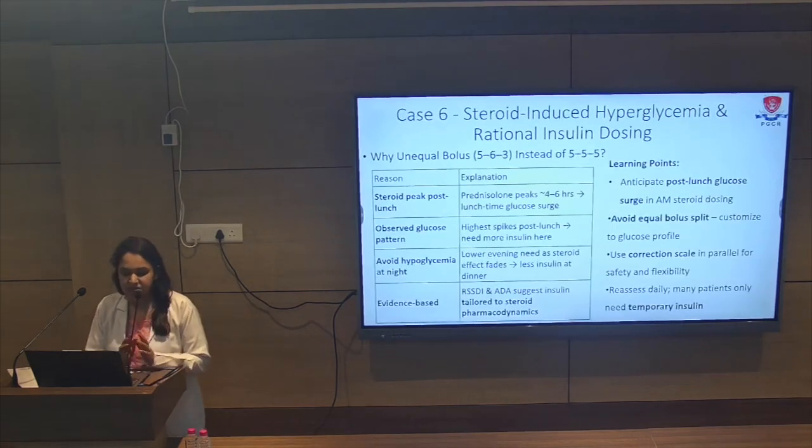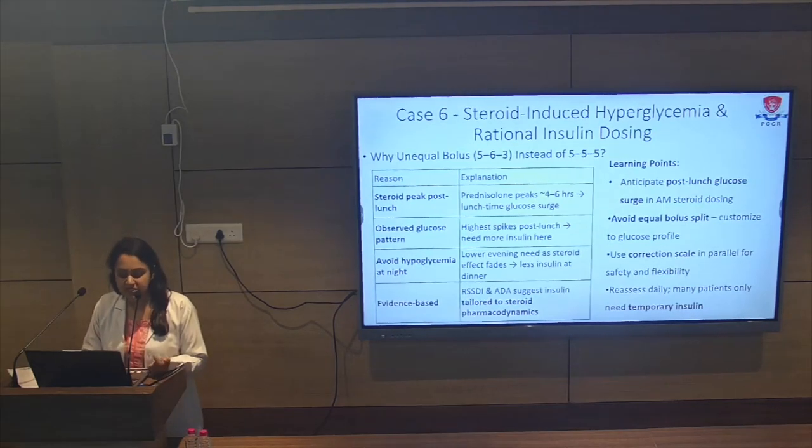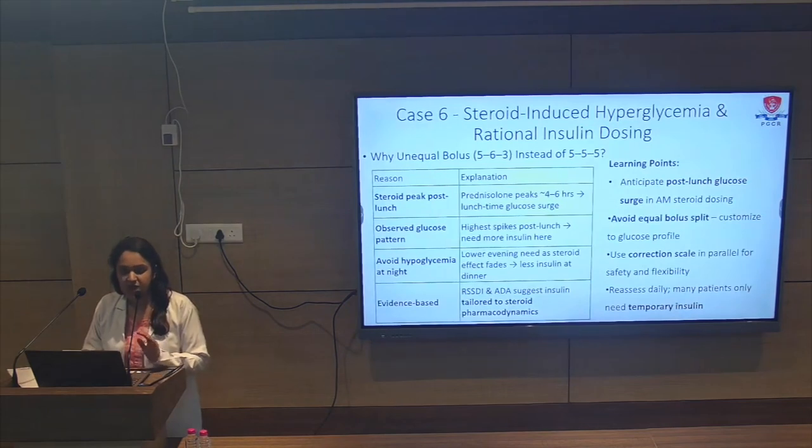Now in this patient, as we saw, we have given unequal boluses, like 5, 6 and 3, instead of equal boluses all the 3 times. This is because we have seen that with this steroid the peak is post lunch. So prednisolone peaks in 4 to 6 hours, so a lunchtime glucose surge is seen. So there were the highest spikes post lunch, so we gave more insulin bolus at that time. To avoid hypoglycemia at night, as there are lower evening readings because of the steroid fading effect, we give less insulin at dinner time.